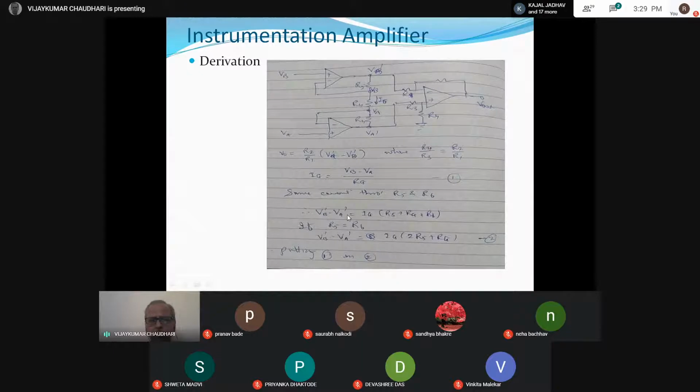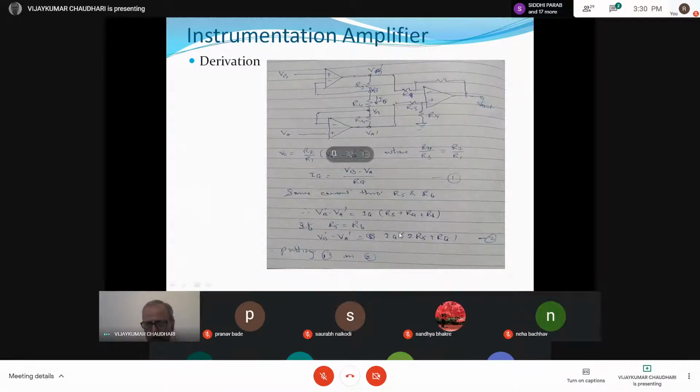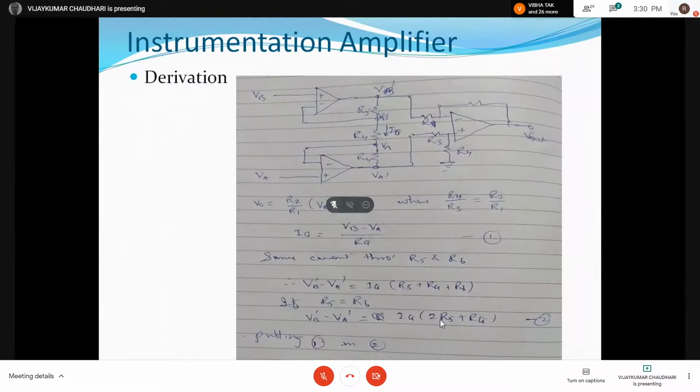So VB dash minus VA dash, this voltage minus this voltage, is current IG into total resistance R4, R5, R6. That is, R4 is RG, so R5, RG, and R6. If I consider these two resistances, R5 and R6, to be equal, then R5 is equal to R6 will give VB dash minus VA dash is equal to IG into 2R5 plus RG.